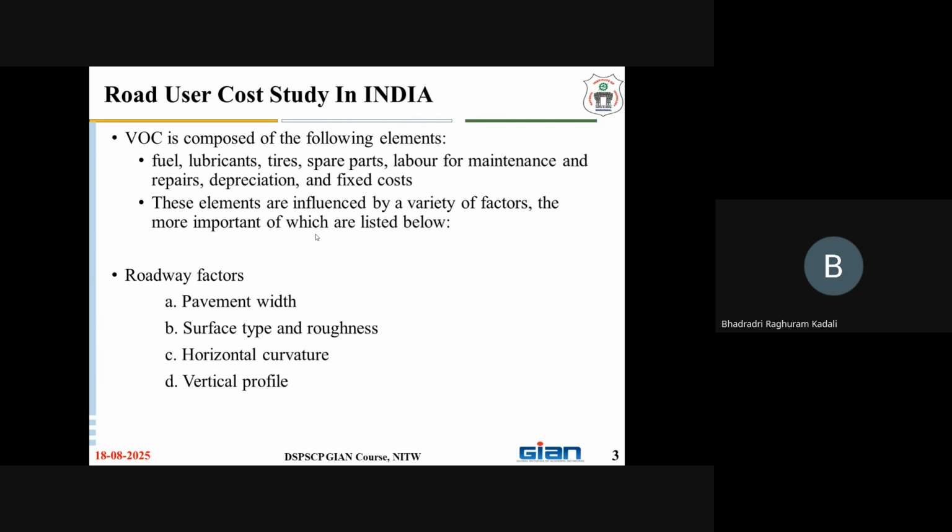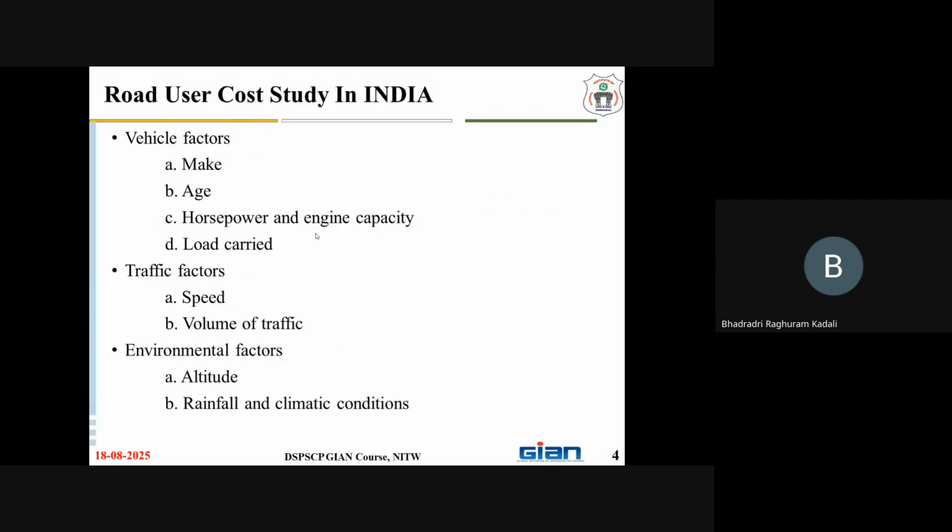Because of the change of the alignment, we can expect a change of the speed. Corresponding to the change of the speed, the acceleration and deceleration parameters of the vehicle get changed, and respective to that, a change of the vehicle operating cost can be expected.